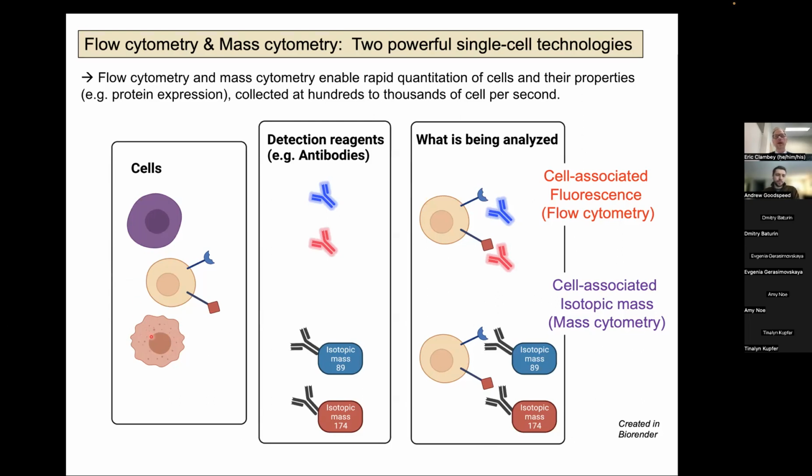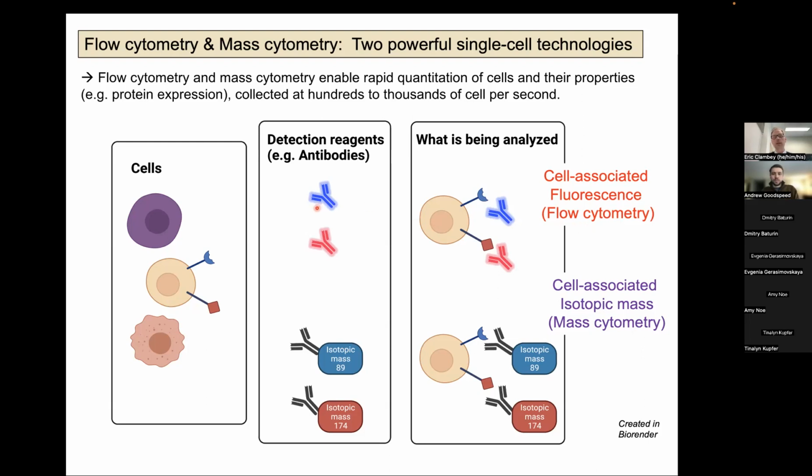So the basic components or requirements for these assays are you have to have cells in a single cell suspension, so cells are dissociated. You then have detection reagents. In the context of flow cytometry, these are fluorescently labeled antibodies often. In the context of mass cytometry or CyTOF, these detection reagents are isotopically labeled reagents. And ultimately, what's being analyzed and read out in these different technologies, with flow cytometry, you're characterizing cell-associated fluorescence.